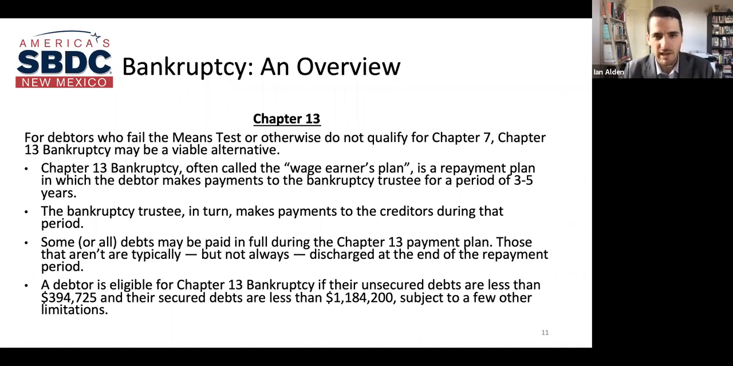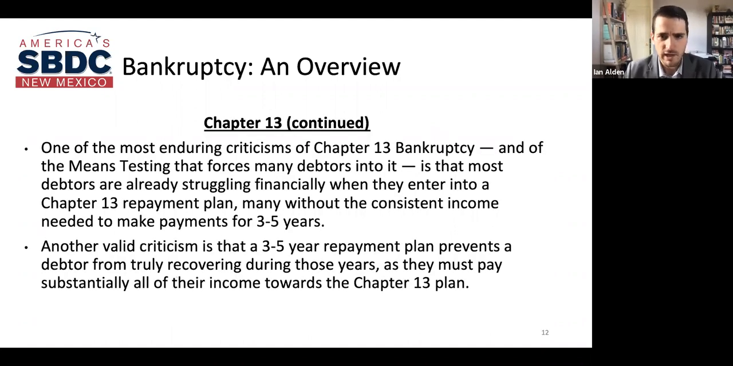So Chapter 13 has its own limits on who qualifies. They're far less odious than Chapter 7, which caps out at around $50-some thousand for a single filer in New Mexico. The means test is pretty low and prohibitive for Chapter 7. Chapter 13, more people tend to qualify for. But maybe you find yourself in a position where you can't pass the means test for Chapter 7, and your debts are too large for Chapter 13. Then, as a matter of last resort, you might look at Chapter 11, which we'll cover in a minute here.